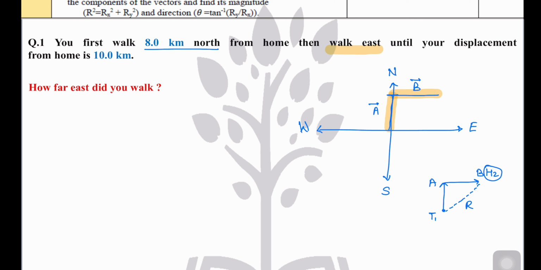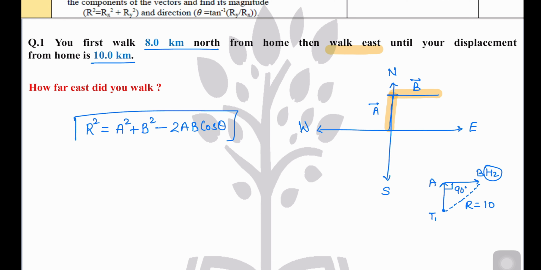Until your displacement from home is 10 kilometers. So what is given? R is given, 10. What is the angle here? We can understand the angle is 90. I give you an equation: R square is equal to A square plus B square minus 2AB cosine theta.